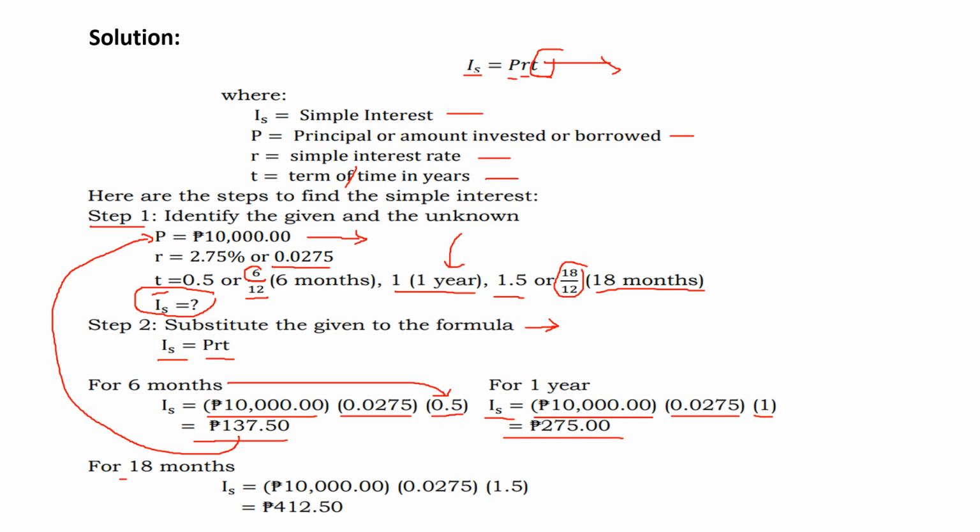And for 18 months, it's the same scenario. We apply your principal, 10,000. We apply your rate of interest, which is 0.0275. And we convert your given time in terms of year. That's why we divide your 18 by 12 to convert these 18 months in terms of year. So it becomes 1.5. The product is 412.50 pesos. So after 18 months, his 10,000 that he deposited in the Filipino-owned bank earned 412.5 pesos as simple interest.